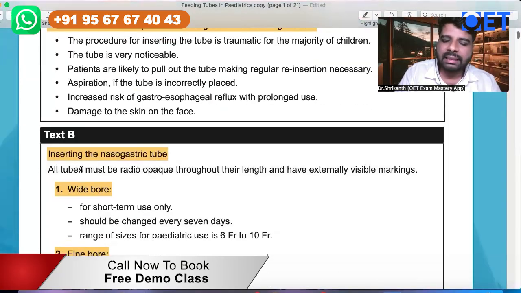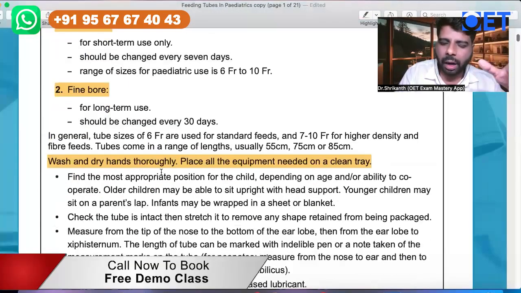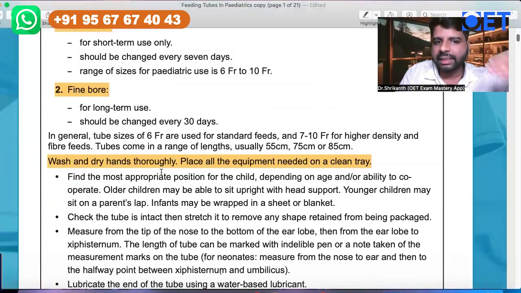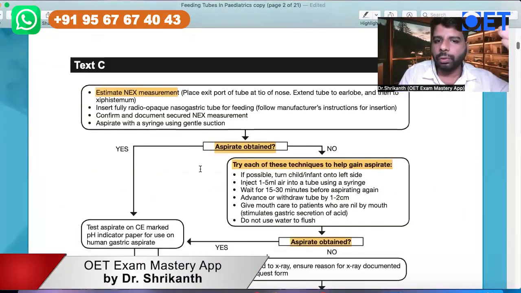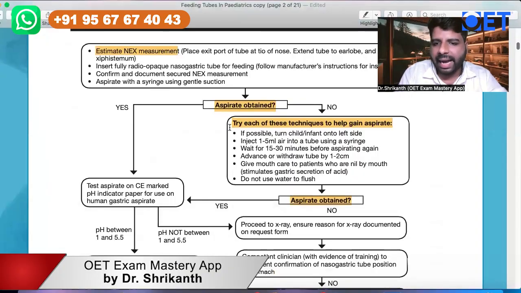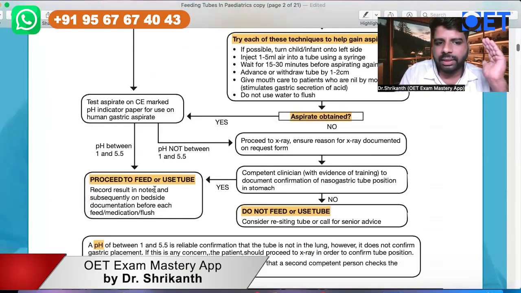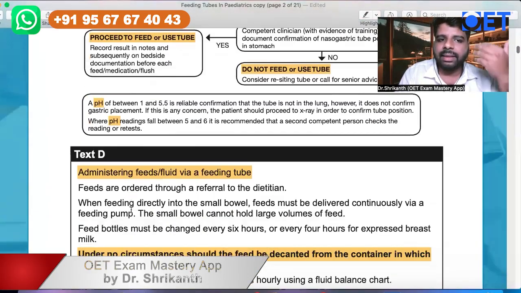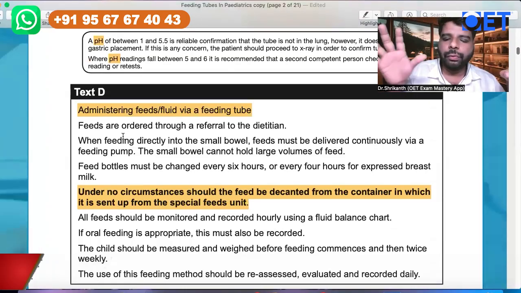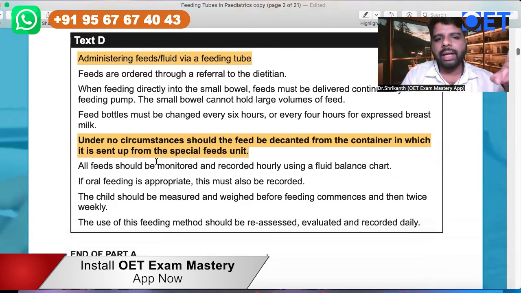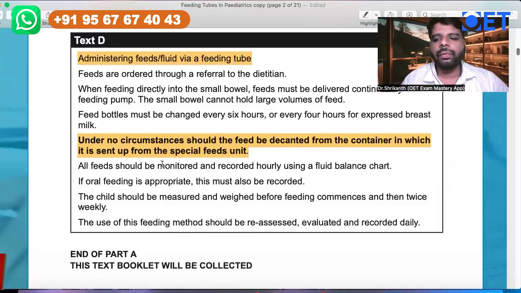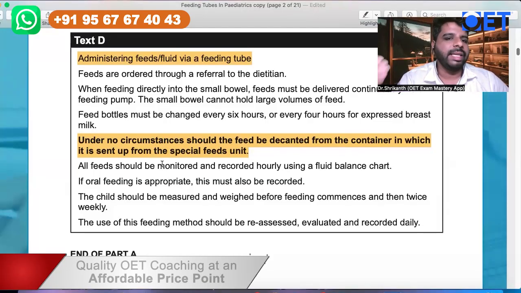Text B is about insertion, and how to hygienically insert the tubes. That is text B, and text C is about a flow chart. The flowchart has something about aspirate usage as well as a pH. And then text D is about administering of foods. How to administer fluids, how to administer feeds, and also a warning. Now see, within the first 30 seconds, you have a clear-cut idea of what you can expect in text A, B, C, and D.